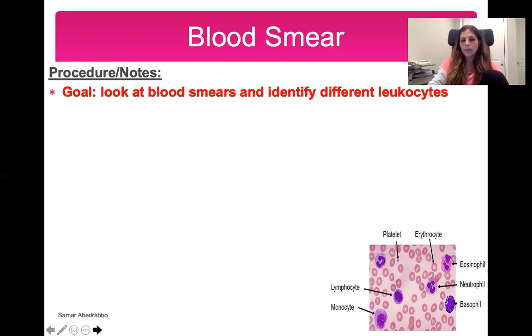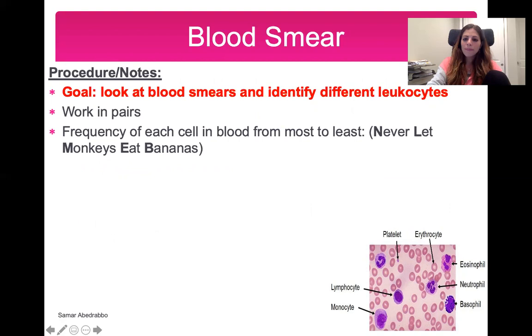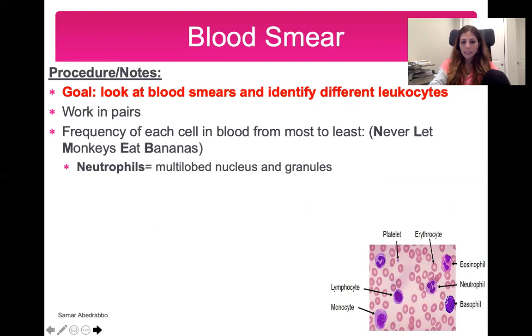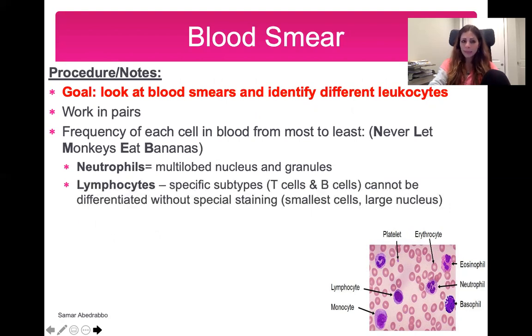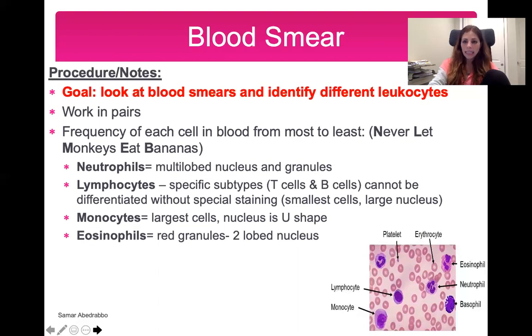In this lab, your goal is to look at blood smears, so blood samples, and identify different leukocytes. For example, differentiate a basophil from a monocyte. You were supposed to work together, and when you look at anyone's blood sample, the frequency of each leukocyte from most to least is: the most one we have is neutrophils, then lymphocytes, then monocytes, eosinophils, and then the least cell that we have is basophils.